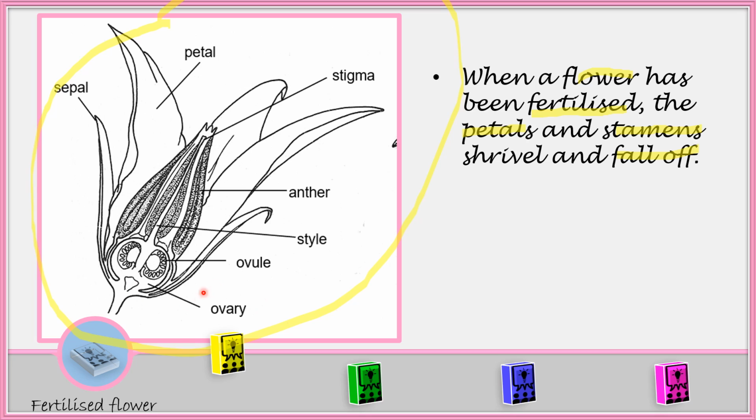It has the ovary, which is this one. It has the ovules. These are the ones that we see here. It has the style and the stigma. They are the ones coming from the ovary in the middle. They go up to there.